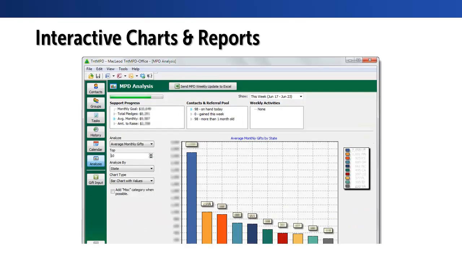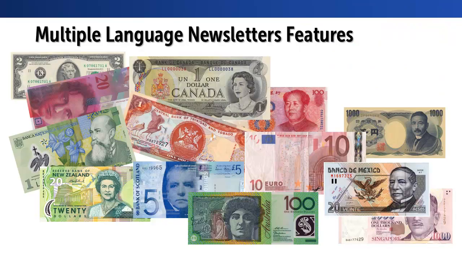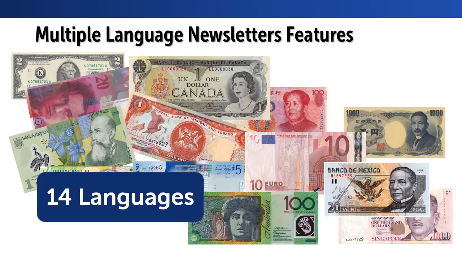TNT has more than 150 interactive charts and reports. It also, in the 3.1, the new version, offers multiple currency support, as well as multiple language newsletter features, and the software itself is available in 14 languages. So it's a very international product as well.